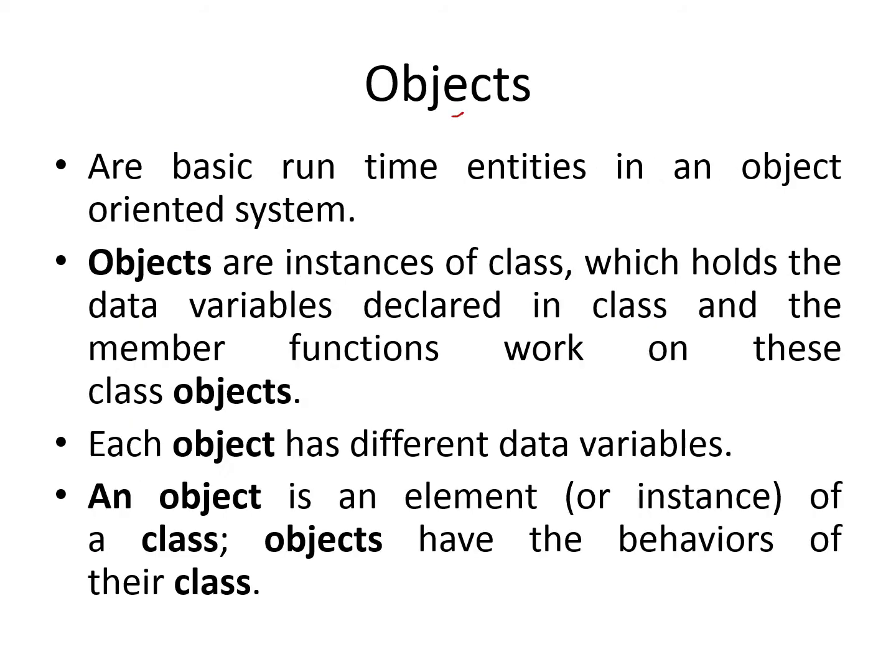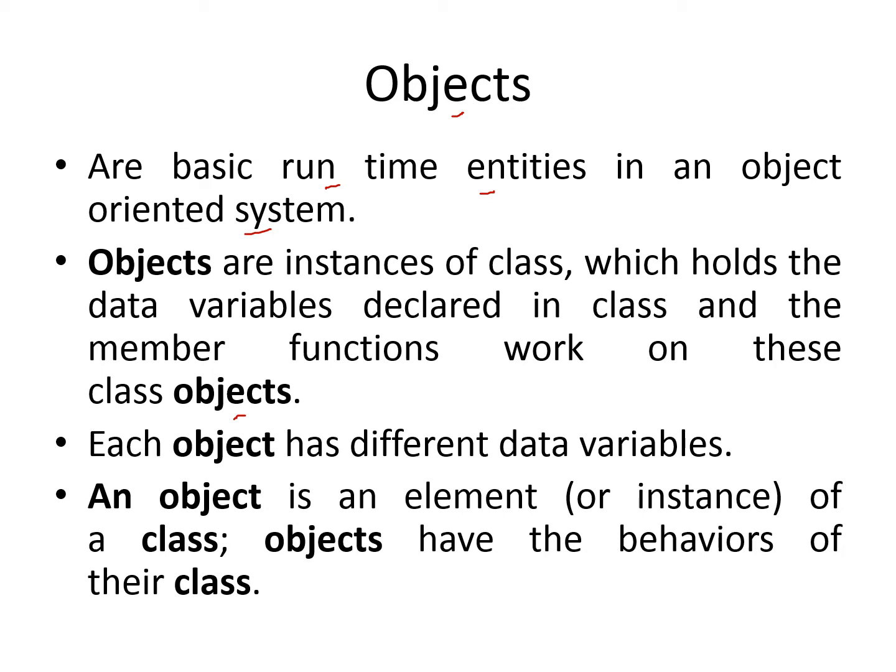Next is objects. In the last slide, we have seen class includes objects, right? So objects are the students in the particular class. They are basic runtime entities in an object-oriented system. Runtime entities, that is when the program is being executed, at that time objects are needed. Objects are instances of a class which holds the data variables declared in the class, and the member functions work on these class objects. Always the member functions or the data members work on the class objects. Each object has different data variables.